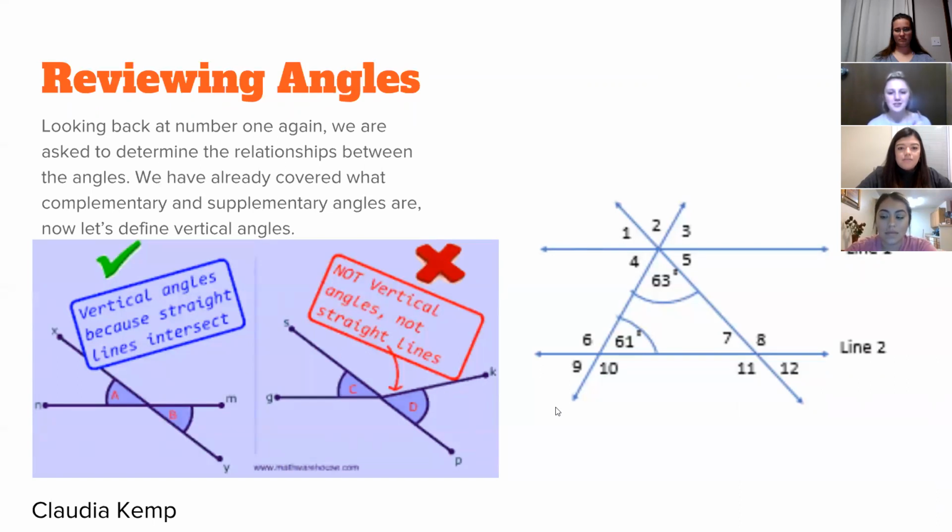So we can see the angles 1 and 5 are vertical, just as angle 9 and the angle measuring 61 degrees. And since they are vertical, we can know that angle 9 also measures 61 degrees.